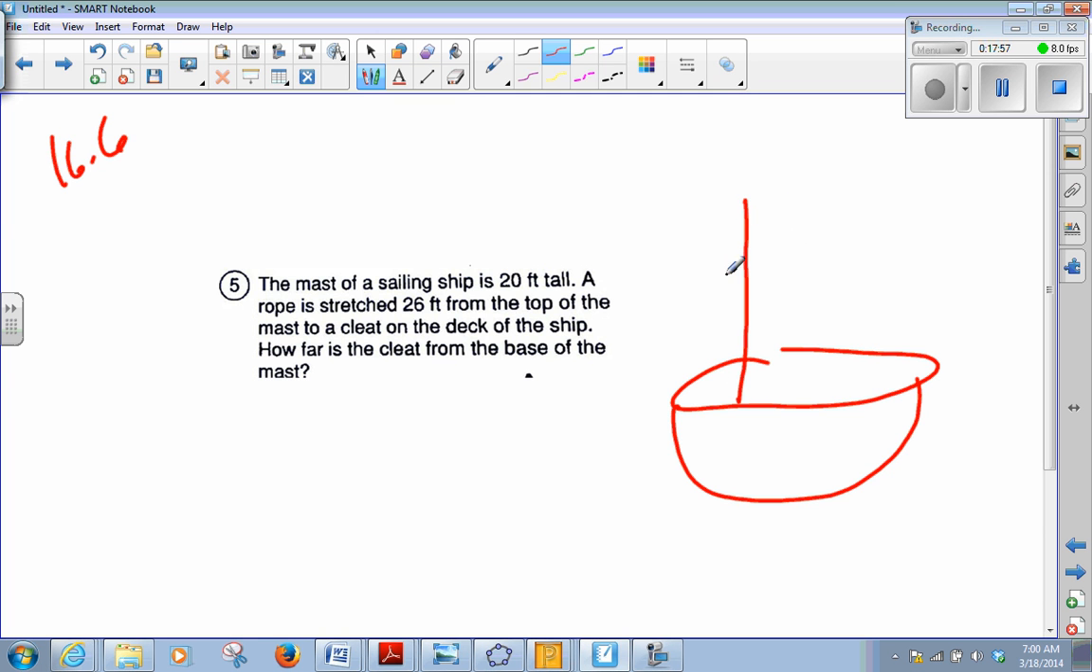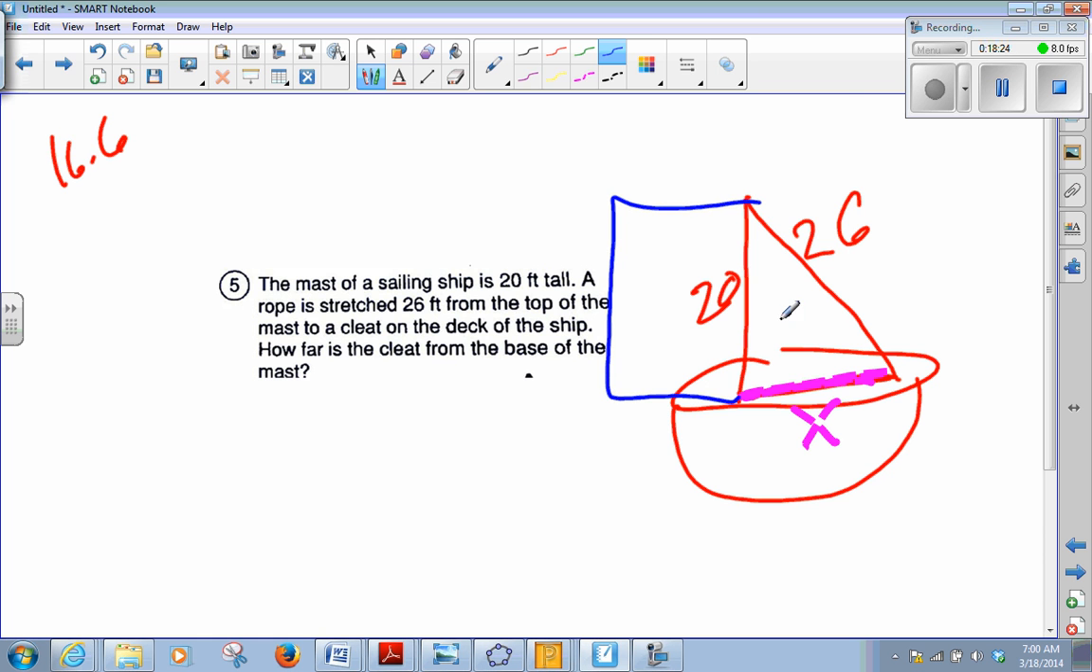Okay, so the mast is 20 feet tall, and a rope is stretched 26 feet from the top of the mast to a cleat on the deck. So it means there's a rope going from the top to the deck that is 26 feet long. So how far is the cleat from the base? So we're just trying to figure out in this little imaginary right triangle right here. How long is that? So really, it's a right triangle problem where you're given one leg and the hypotenuse.